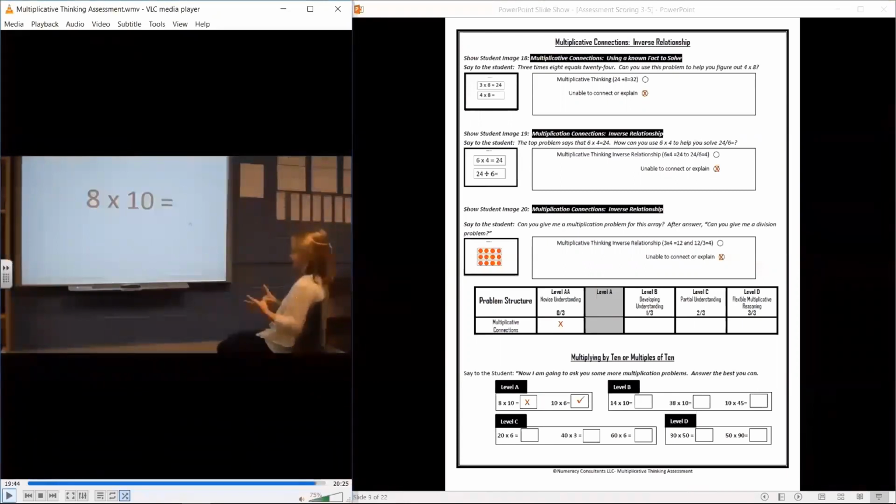If they're counting by tens, it means they're not fluent. And remember, we're measuring this because if they're going to use more advanced, 2-digit and 3-digit multiplication strategies, they have to be able to multiply by a single digit number times 10, and then a 2-digit number times 10, and then a multiple of 10 times a single digit number, and then a multiple of 10 times a multiple of 10.